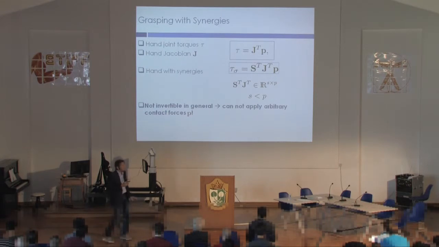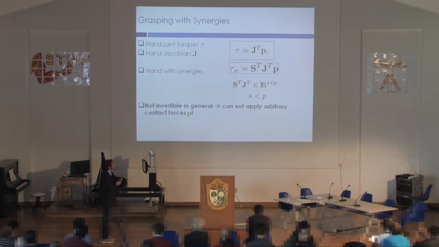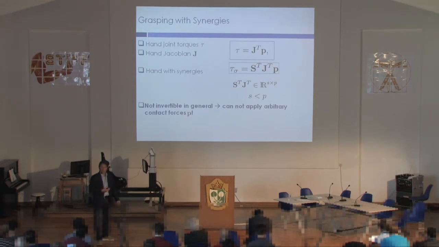This is even more evident if you have synergies, because then you only have degrees of freedom along the synergies. So if you are using one or two synergies, you have one or two torques, independent combinations of torques. And you might have many contact point coordinates here, 15, 20. So it's not possible to invert this. So you cannot apply arbitrary contact forces P.